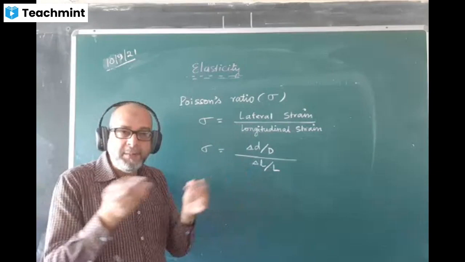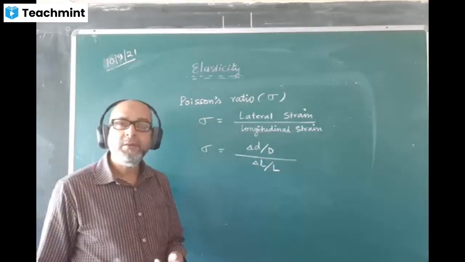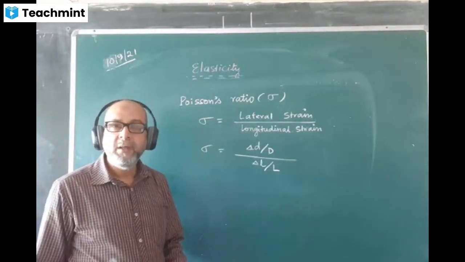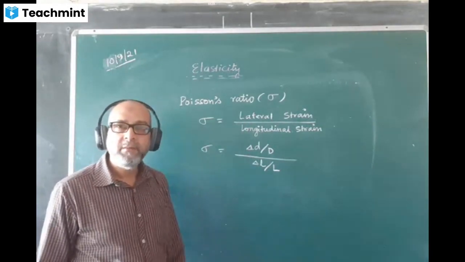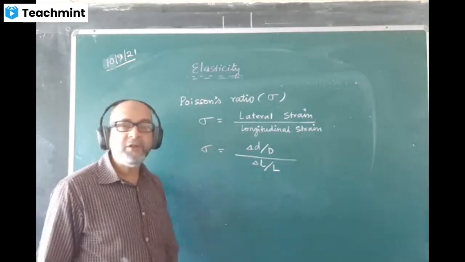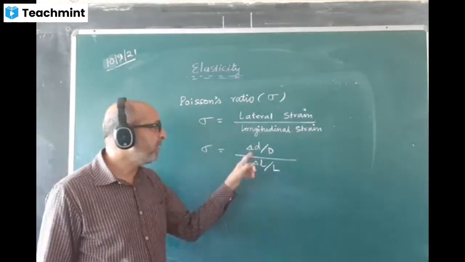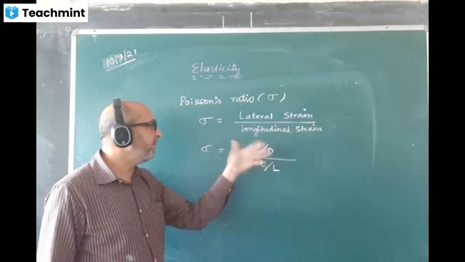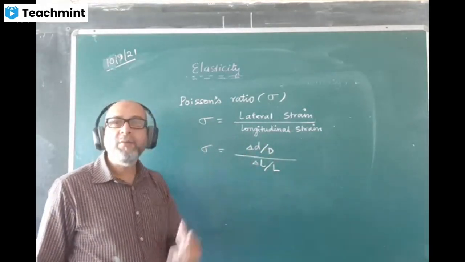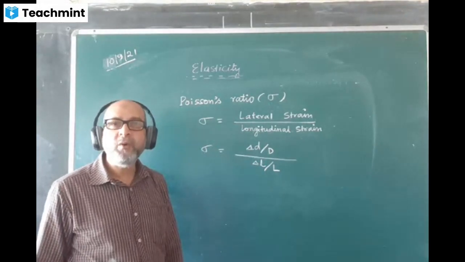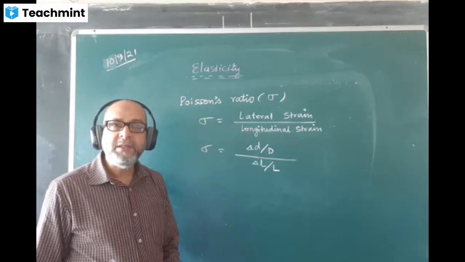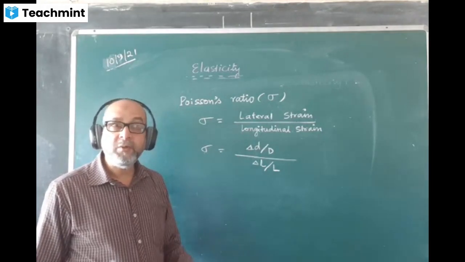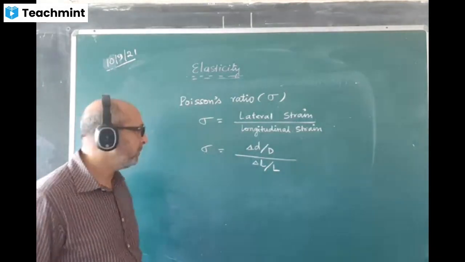But when we elongate a body, the diameter also changes. But in some cases, the change in diameter will be negligible. So they will have very low value of Poisson's ratio. This part will be very small, so it can be negligible. So sigma value will be very small, maybe nearly zero. You can say that hardly any change in diameter. But zero is not possible.